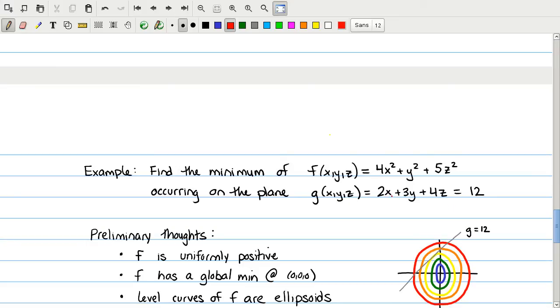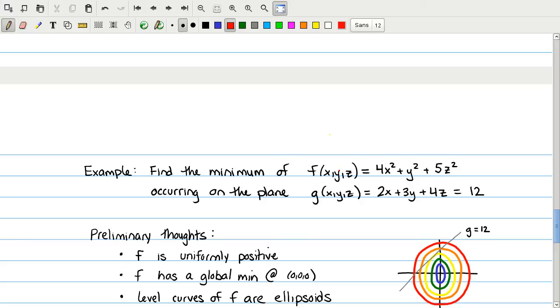So here's another example. Here's a function that we're trying to minimize, 4x squared plus y squared plus 5z squared. We should be able to look at that and recognize that the level curves of this function, setting all of that equal to a constant, will give us ellipsoids. They're all centered at the point 0, 0, 0, and the farther away I get from 0, 0, 0, the larger the value of this function f will be.